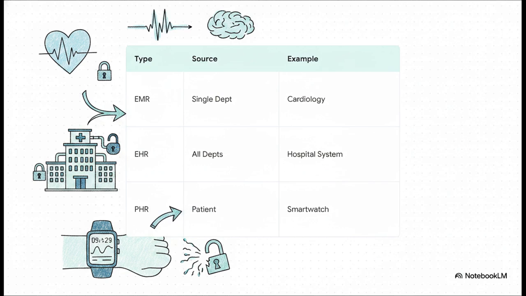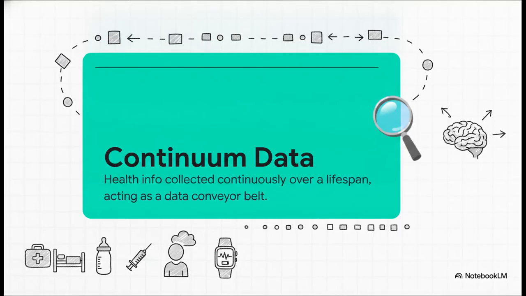This is the patient-generated data, like the continuous glucose monitor right there on your smartwatch. It is incredibly valuable, but it's also completely unregulated compared to strict hospital data. Now, you might be wondering, why do we even want to pull from all those different sources? It's because of this concept right here, continuum data. Historically, healthcare data has been very episodic. You get sick, you go to the doctor, data is created, you go home, the data stops. But AI thrives on a continuous conveyor belt of information.